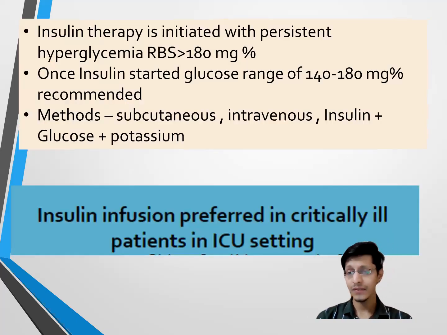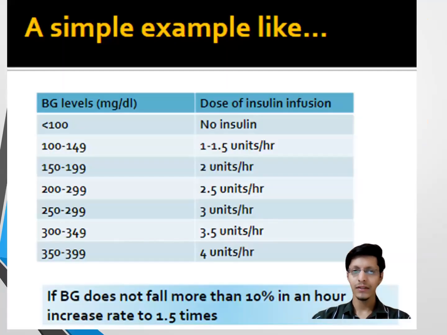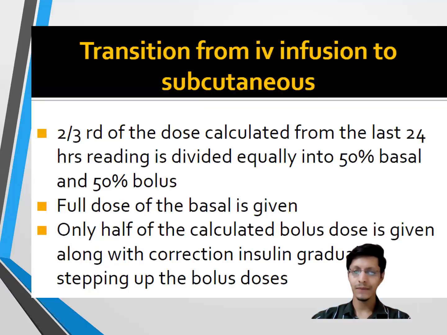So insulin therapy is initiated when the RBS is more than 180, and we give a DKA regimen. In this we give IV insulin, fluids, dextrose with the insulin along with potassium. Insulin infusion is preferred in critically ill patients because it is easy to manage. It has a very short half-life, and we can go for frequent blood glucose testing every 30 minutes to 2 hours, and we also give potassium along with it. So this is a DKA regimen.